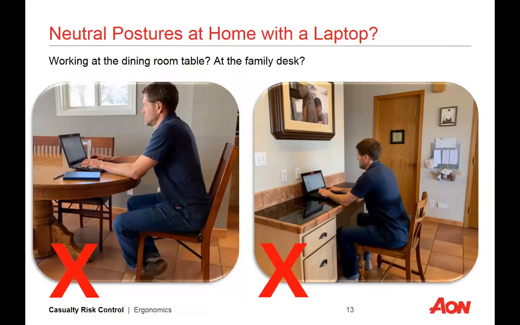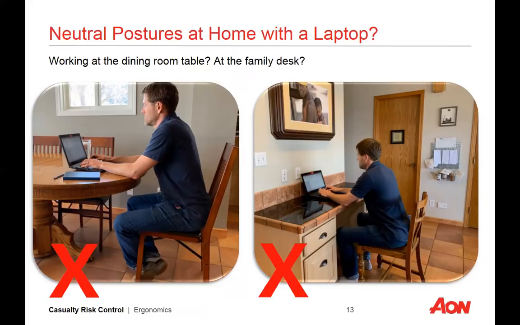This might be a more common scenario, and this is what it's probably going to look like for a lot of people. One of the challenges in working in our home environment is a mismatch between the height of our chair and the height of the work surfaces available to us. You'll see in both of these examples, because of the height of the desk or the table, we're not able to keep the elbows close to the side of the body, as was described already.